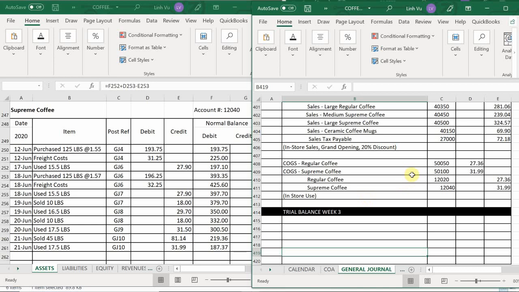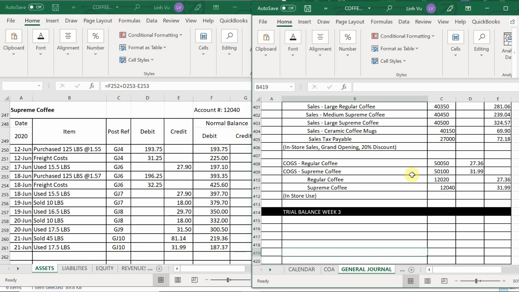Right? So last time that we left off, we completed our journals to the point where we are ready to go ahead and do our trial balance. We finished all of our transactions as of the 21st.